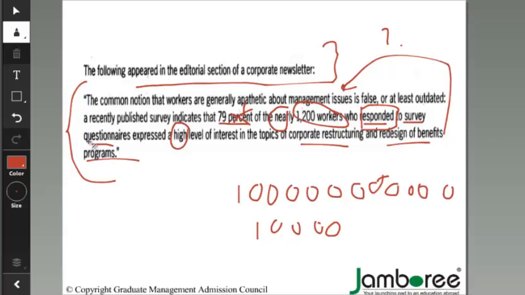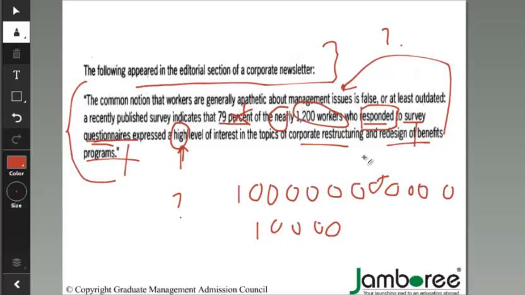Now, the survey questionnaire: what did it ask? They have a high level of interest. What's the meaning of high level of interest? It's very subjective. What is high? In corporate restructuring and redesign of benefit programs. Now see, workers will always be interested in benefit programs, like medical insurance offered by the company or incentive structure. They are really important for us. They are not management issues, they are actually employee welfare issues, right?